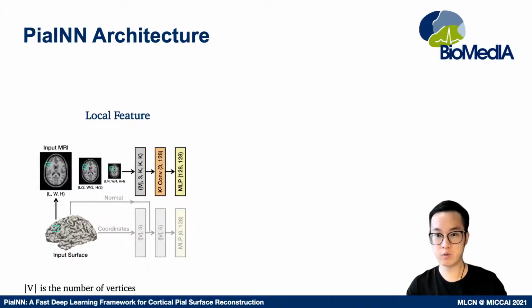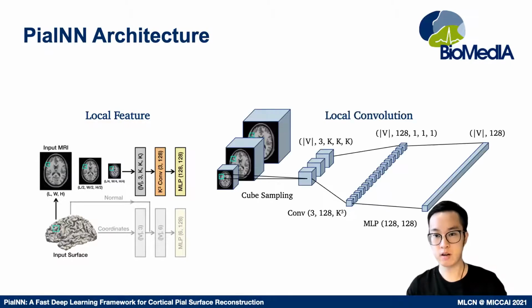Furthermore, we want to capture the neighborhood information of each vertex in the brain MRI volume. Here we introduce a local convolution method. As shown in the right figure, we first build an image pyramid based on the input MRI and capture the multi-scale information. For each vertex, we find its corresponding position in the image pyramid and extract its neighborhood voxels as 3D cubes with length k. We call this procedure cube sampling.